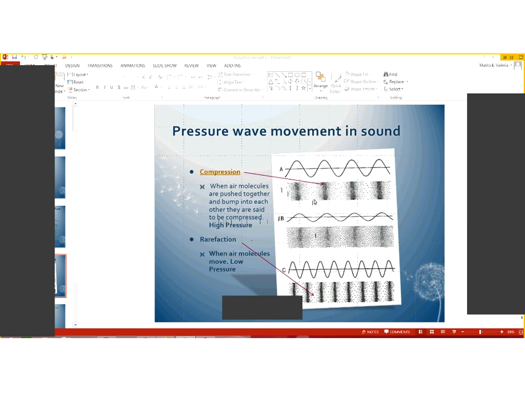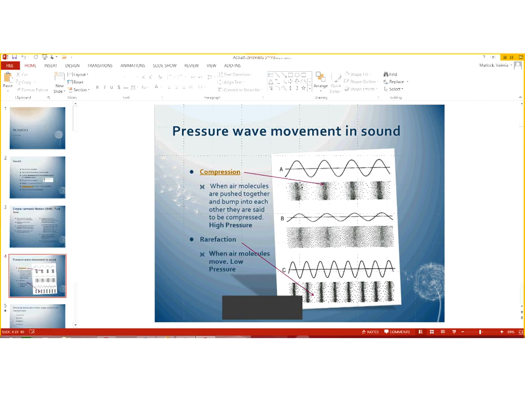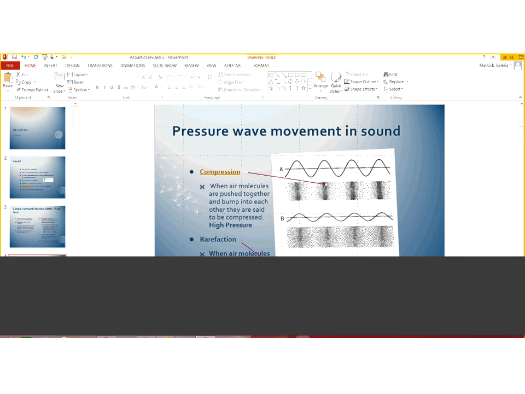Okay, so this is the period of compression where the air molecules are moved together. As your swing is coming back with lower pressure, air molecules are allowed to move apart.